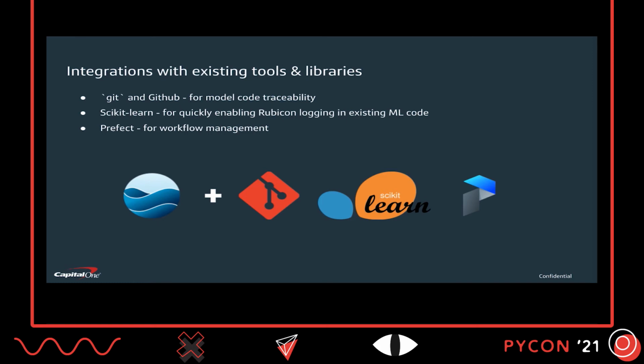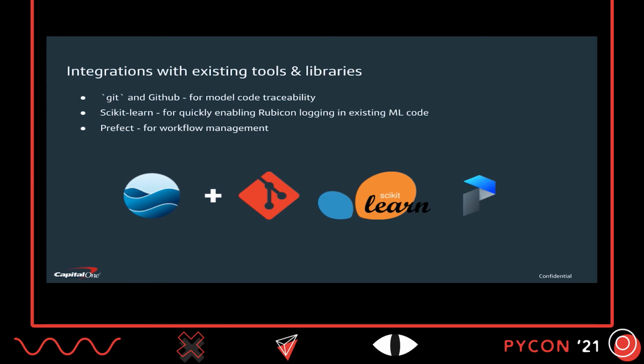The Rubicon pipeline is an extension of the standard scikit-learn pipeline that automatically logs parameters and metrics based on the inputs and outputs of the estimators in the pipeline. Since it extends the scikit-learn pipeline directly, it also implements the scikit-learn estimator specification. That means it can be used with existing scikit-learn tooling like grid search.